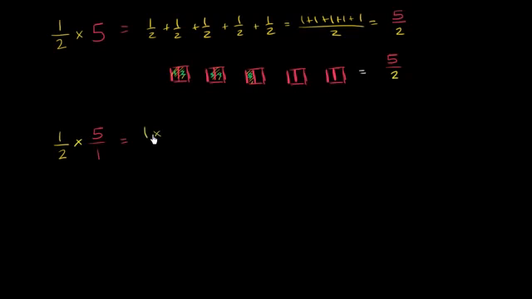So 1 times 5 over 2 times 1. And what's that going to be equal to? Well, 1 times 5 is 5. 2 times 1 is 2. So once again, we get 5 halves.